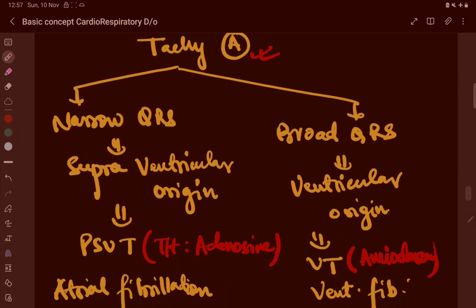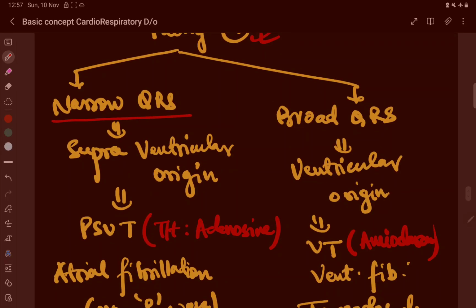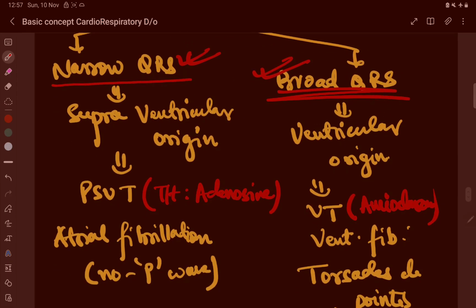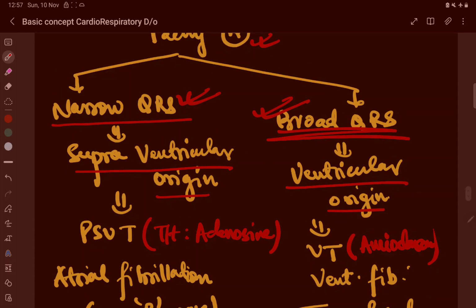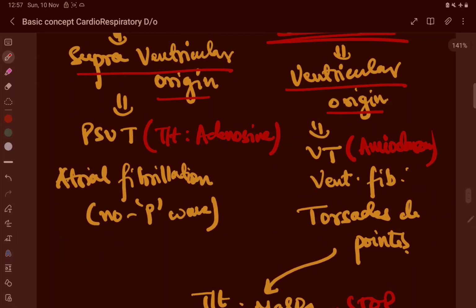So let's discuss tachyarrhythmias. It's a very broad classification, but you have to understand that by narrow QRS and broad QRS, we can differentiate between ventricular origin and supraventricular origin. In the supraventricular origin, the most common are PSVT and atrial fibrillation. In atrial fibrillation, there will be no P wave. Very, very important question. In atrial fibrillation, there will be no P wave. In PSVT, the treatment is IV adenosine. Okay, the drug adenosine is given.